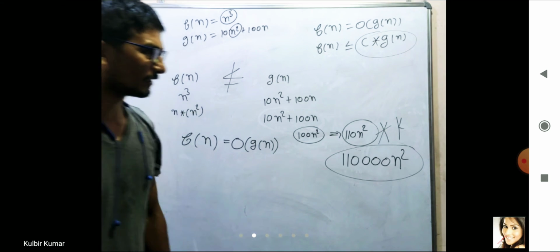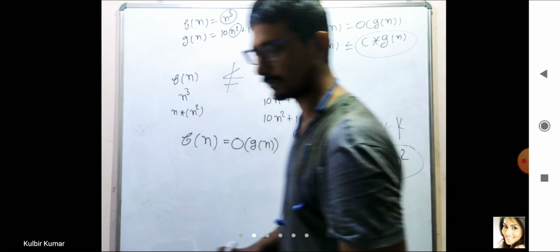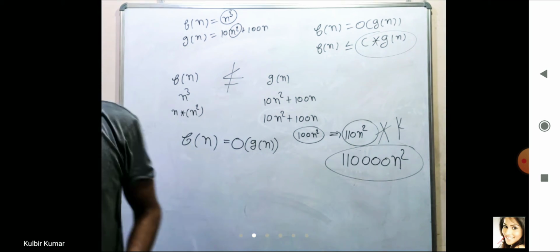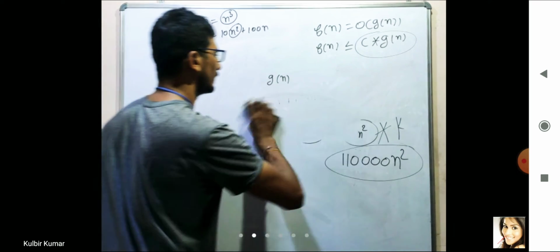Got it? So just pay attention on maximum power, or we can say just pay attention over degree. So that function will be the greater function. That's it. Got it? So let us take one more example. I will take similar kind of thing.